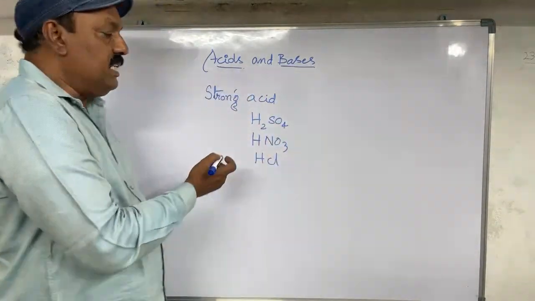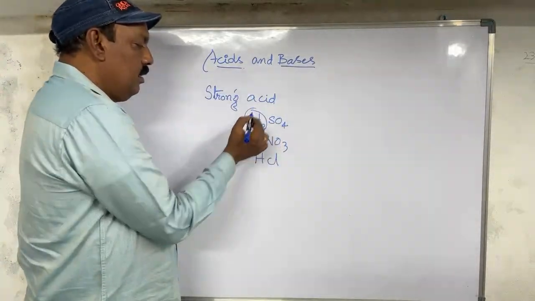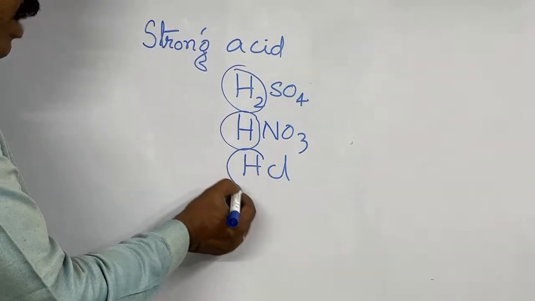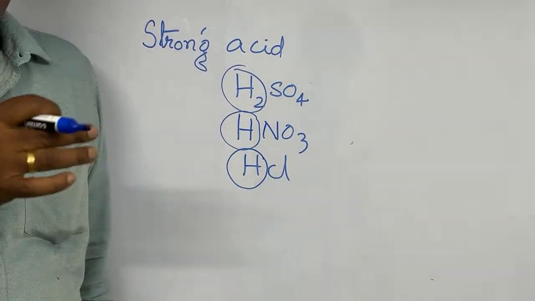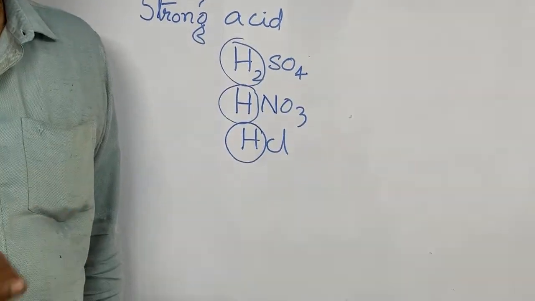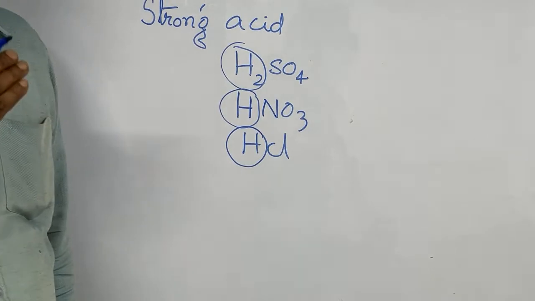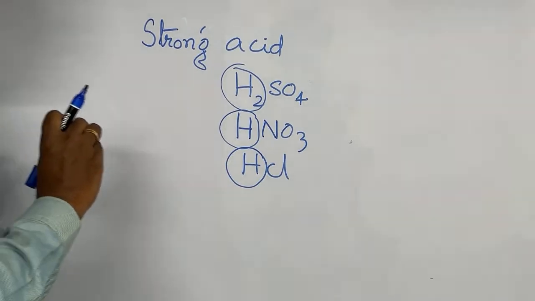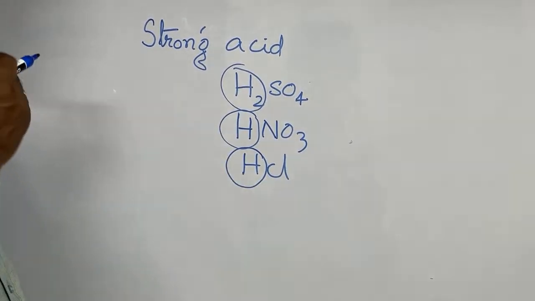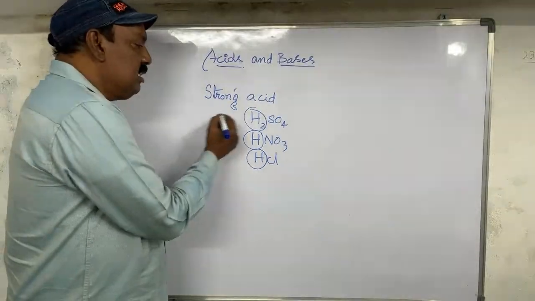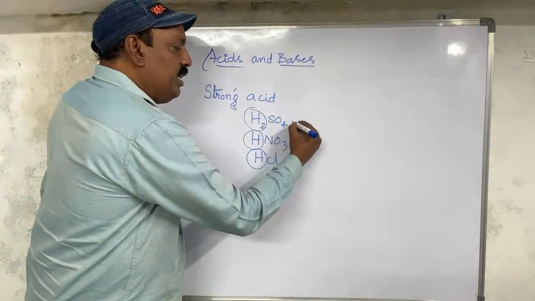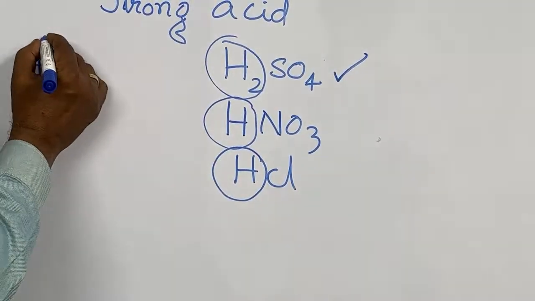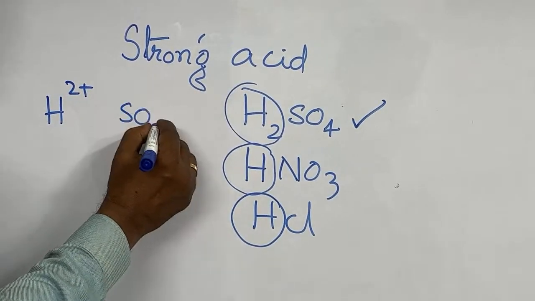This sulfuric acid has two hydrogens. This nitric acid has one hydrogen. This hydrochloric acid has one hydrogen. Whenever an acid dissolved in water releases all the hydrogens, not keeping even one hydrogen, that is, every hydrogen present in the acid is released or furnished, that is called a strong acid. So H2SO4 is a strong acid because it releases the two hydrogens it has, and becomes SO4 2 minus.